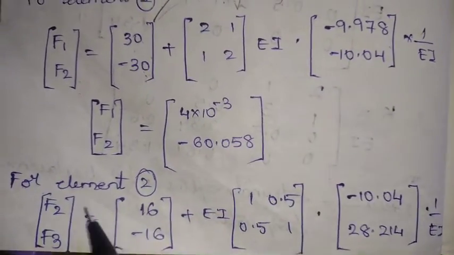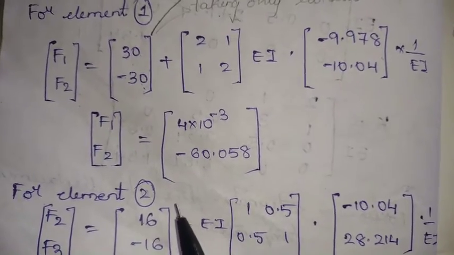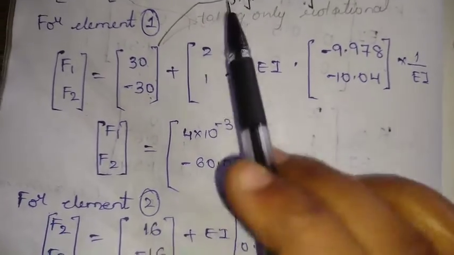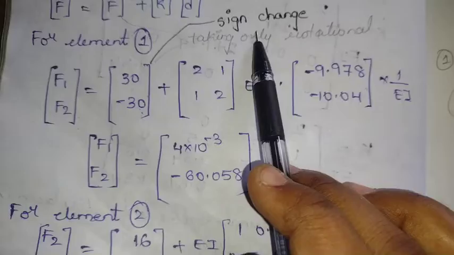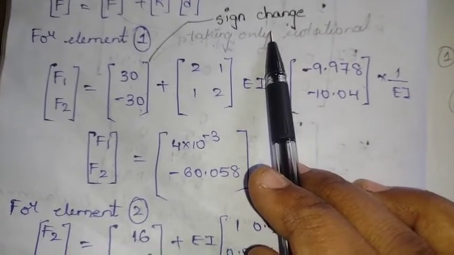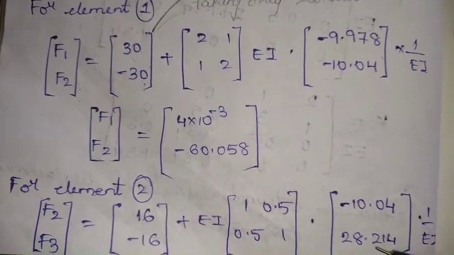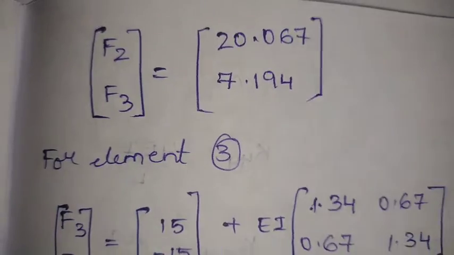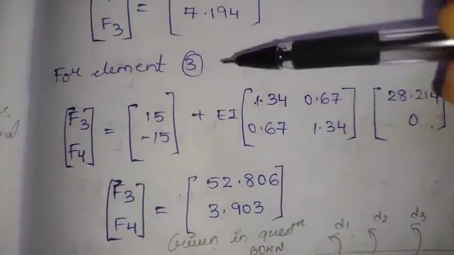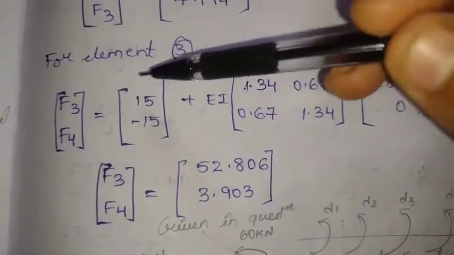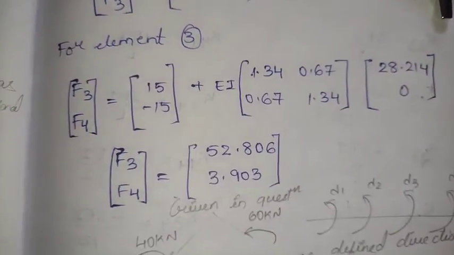For element 2, it is F2, F3. Again, we are taking the opposite sign. Remember, for the individual elements, we'll take the opposite signs of the ones we have got before. This is again element 2. After we solve this, we'll get these forces F2 and F3. Next, for element 3, similarly, we'll get the F3 and F4 values.